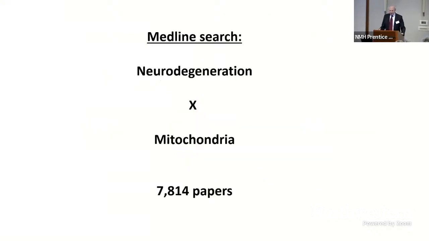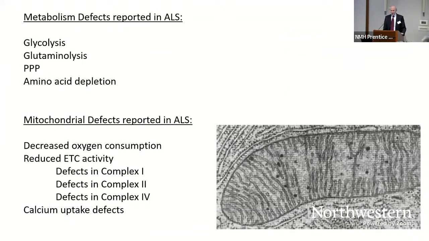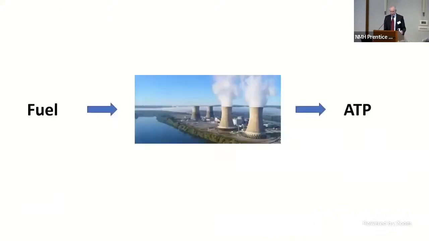So if you just go to Medline and cross neurodegeneration with mitochondria, you find almost 8,000 papers. And in ALS, it's been widely described over decades that there are metabolic defects. These are some of them listed here, and mitochondrial defects are incredibly common. They've been seen in almost every single model, one way or another. Mitochondria are affected. So just to keep it really simple, you have fuel, mitochondria turn it into ATP. ATP is the energy currency of cells.